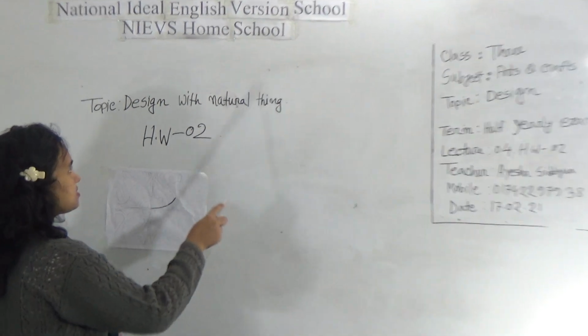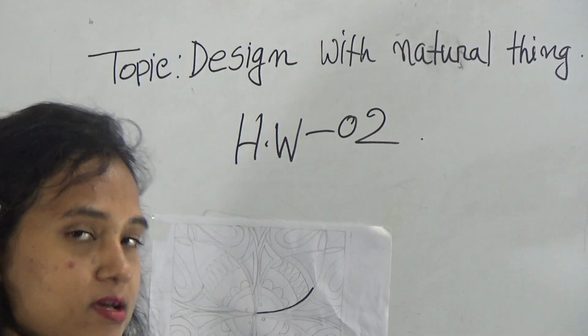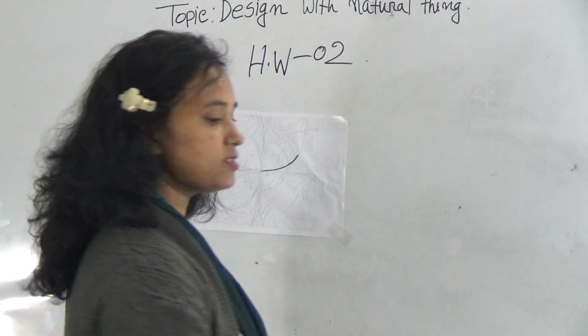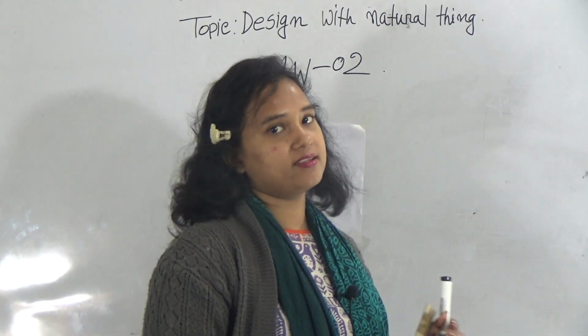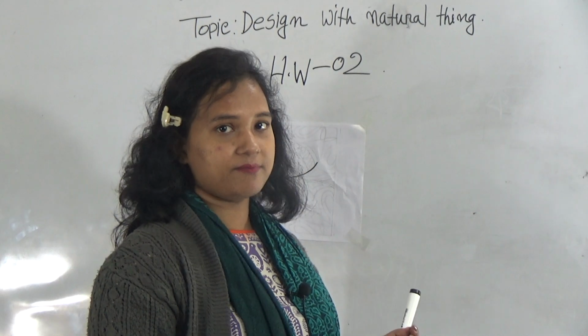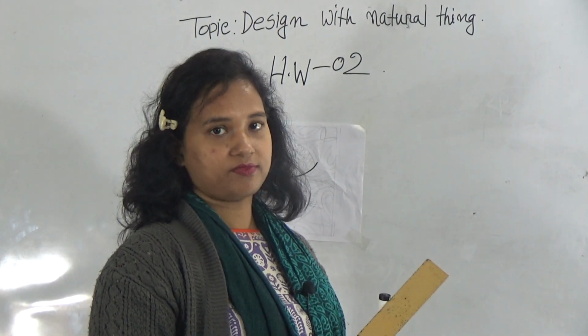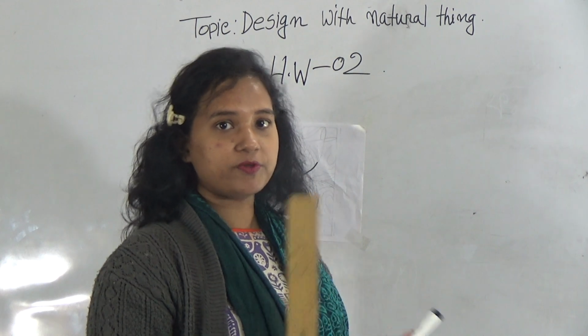Natural things are the things which we get from nature, and the rule is that for the drawing you must use a geometric box and geometric materials. This one is a scale. You must use the scale. Without a scale your design will never be good.